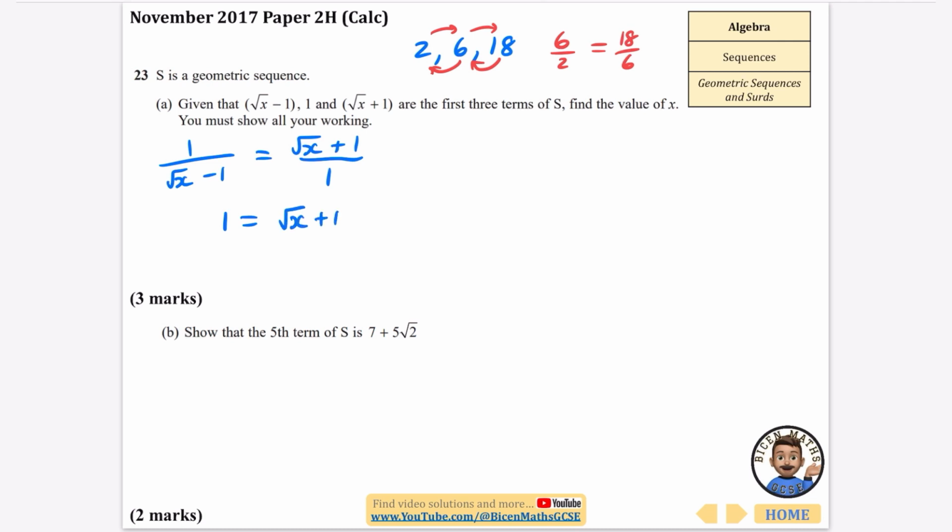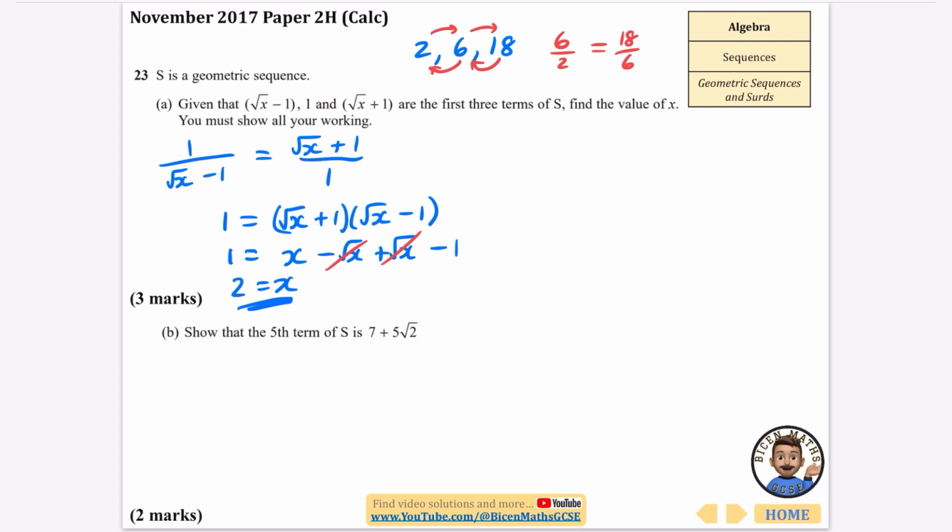So I get root x plus 1, and that's going to multiply by root x minus 1. This 1 just kind of goes. So I'm going to expand the brackets on the right side. Root x times root x is x. Root x times minus 1 is minus root x. 1 times root x is root x. And then I get minus 1 over here. These parts cancel, which just tells me I need to add the 1 to the other side, and so x is equal to 2. Then it wants us to show that the fifth term is this that we've got here.